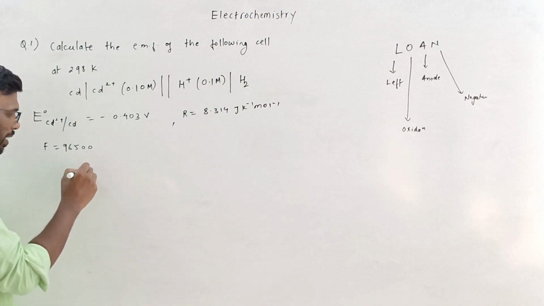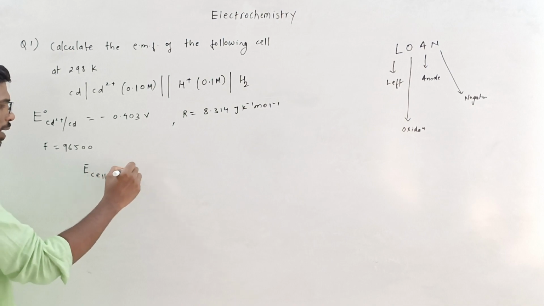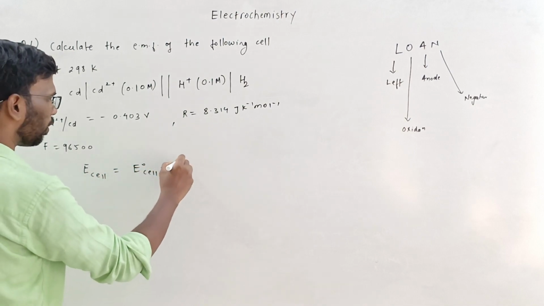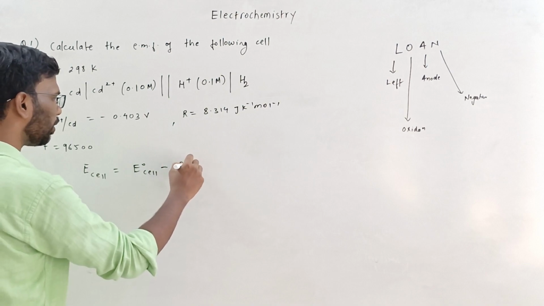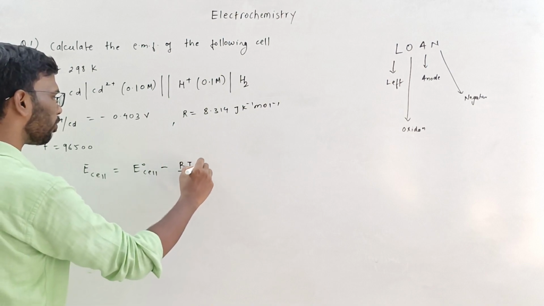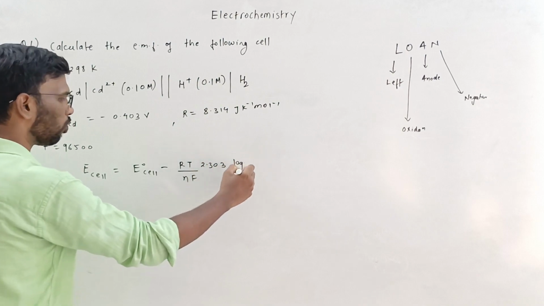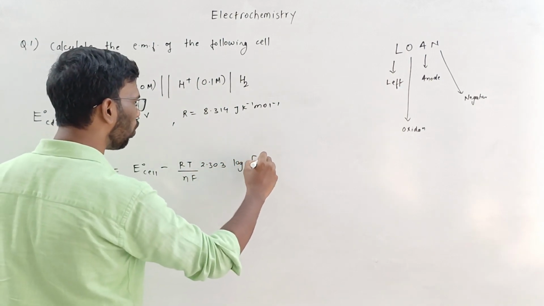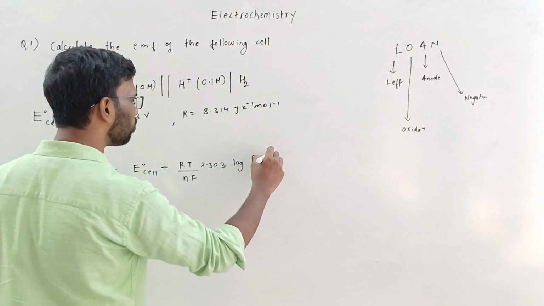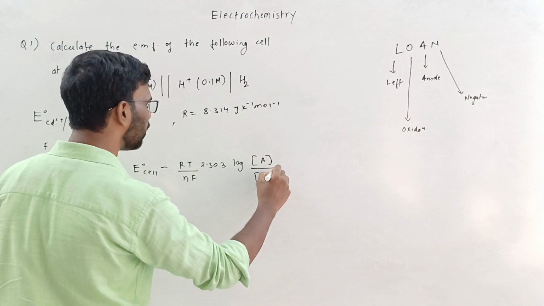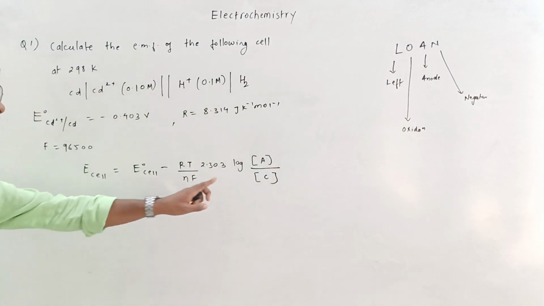The Nernst equation is written as EMF of a cell is E naught of a cell minus RT upon NF, 2.303 log of the concentration in the anode half cell upon the concentration in the cathode half cell. This is what we can write.